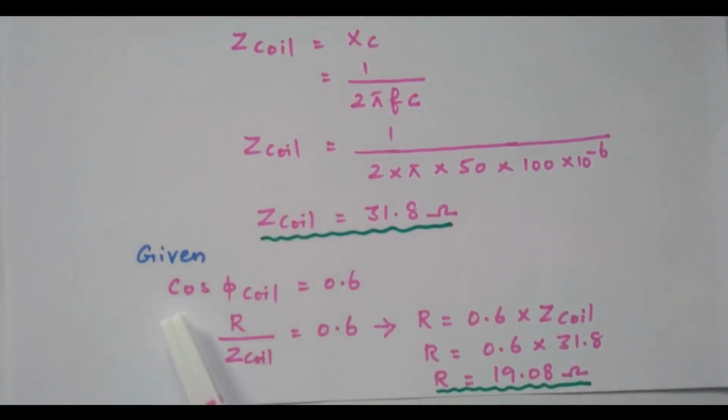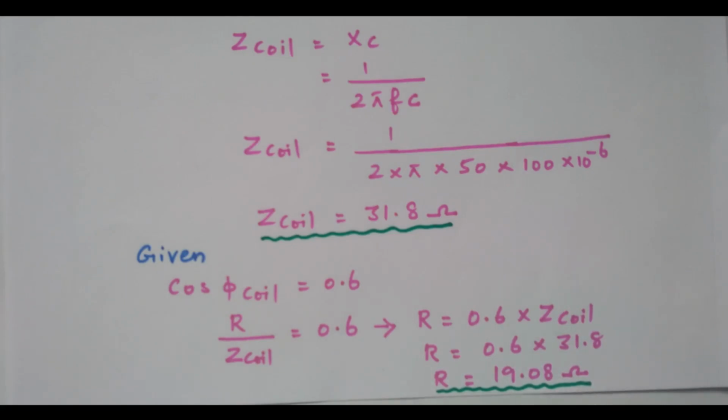Then another value given is cos phi coil, that is the power factor of the coil is 0.6. So this power factor cos phi can be written as R divided by Z coil. From the impedance triangle, the formula is available, power factor equal to R divided by Z. So that is equal to 0.6. Now we cross multiply this, so that R equal to 0.6 into Z coil. So Z coil value is already available, 31.8. So R equal to 0.6 into 31.8. So by multiplying these two, we got 19.08 ohm. So the R value is now we calculated. R equal to 19.08 ohm.